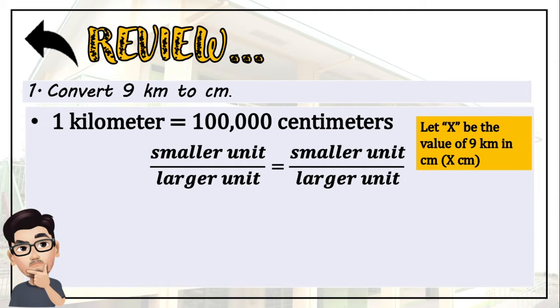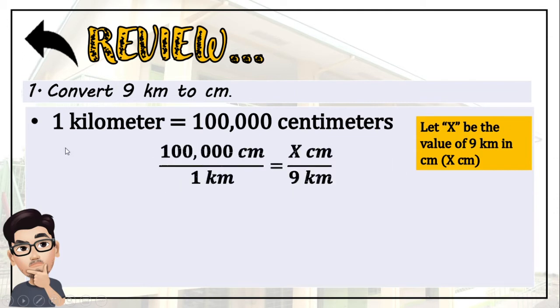Okay, it may be on any side, the left or the right, as long as the conversion fact should be together. So it should look like this: 100,000 centimeters divided by 1 kilometer equals x centimeters from here, and then the thing that we need to convert, which is 9 kilometers, and it's put at the bottom.